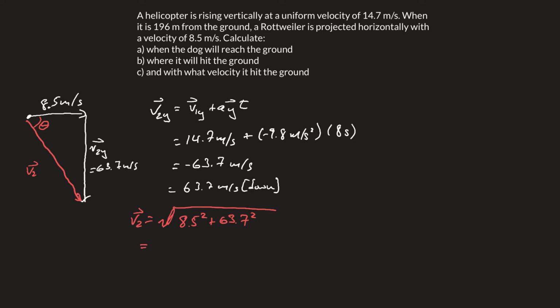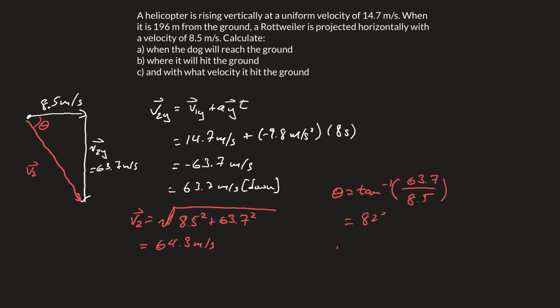When that's all said and done, we have our V2, which is equal to 64.3 meters per second. Now at this point, it's not a vector value yet because there's no direction to it, right? This is just a scalar value. So we can figure out the angle by using our tan ratio. So our angle theta is tan negative 1 of 63.7 over 8.5, which gives us a value of 82 degrees. So our actual vector value would be 64.3, 82 degrees below the horizontal.